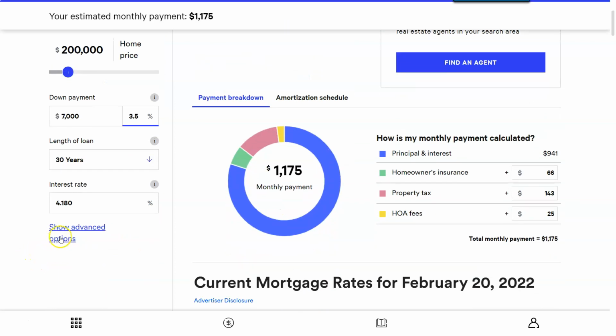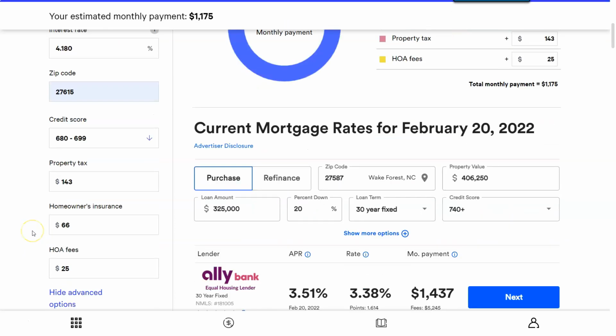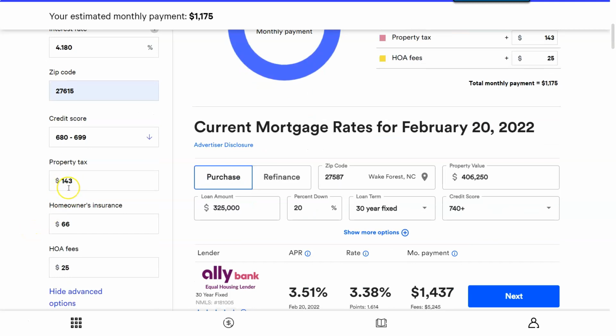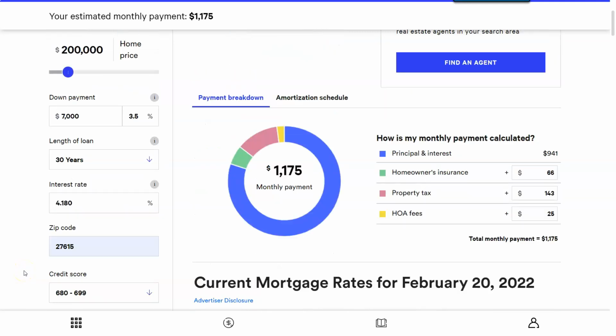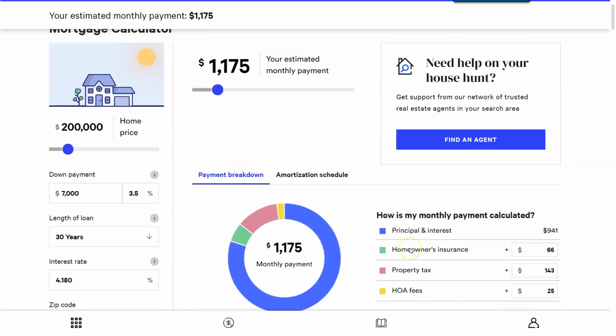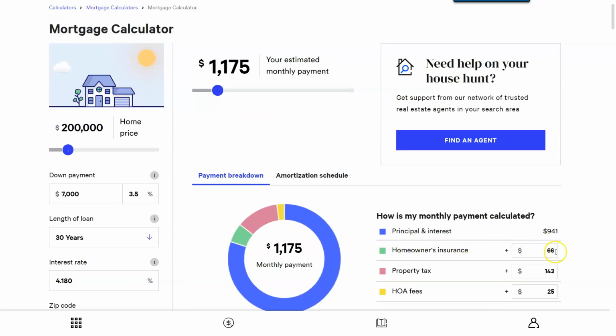I just want to make sure my information stayed the same here. You see how the property taxes went up with the house? Homeowners insurance remained the same, and homeowners association was input, so that's going to stay the same. So when you're looking at your home price, you can at least get an idea of what's going to be going into that payment, right? Homeowners association, property tax, homeowners insurance, and then the loan itself, making it $1,175.